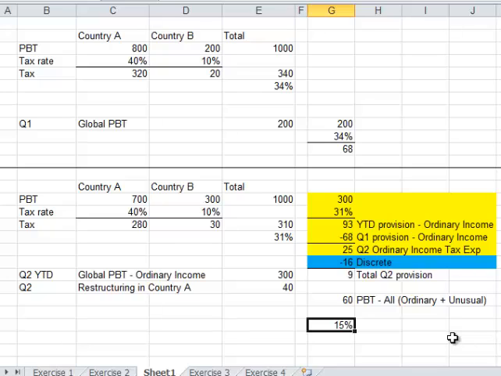And again, that 60 of PBT, what that represents just by formula is my 300 of ordinary income for the year minus the 200 I had in Q1, which means in Q2 I made $100 of ordinary income. And offsetting that $100 of ordinary income in Q2 is a one-time $40 charge to get me to $60 of PBT for the quarter. Okay, so when you look at the face of the income statement, you will see 60 of profit. So that means our tax rate is 15% for the quarter.